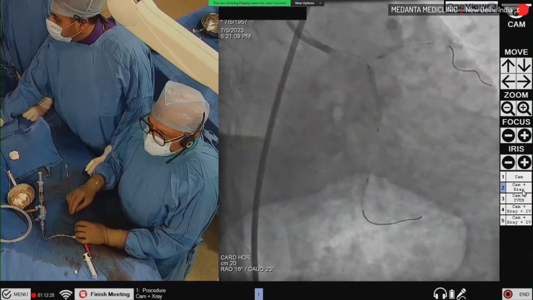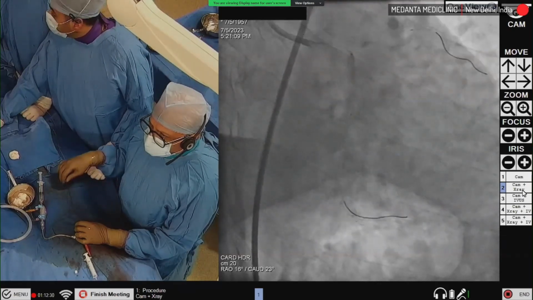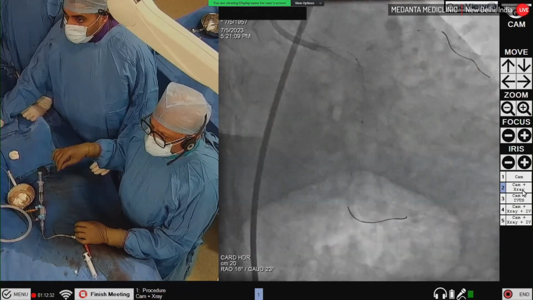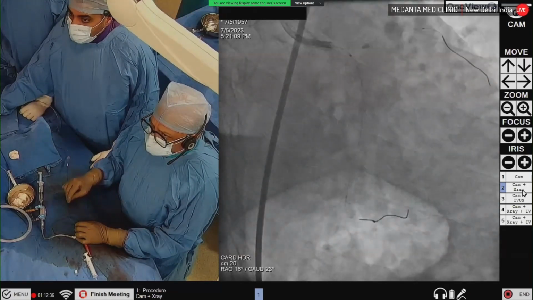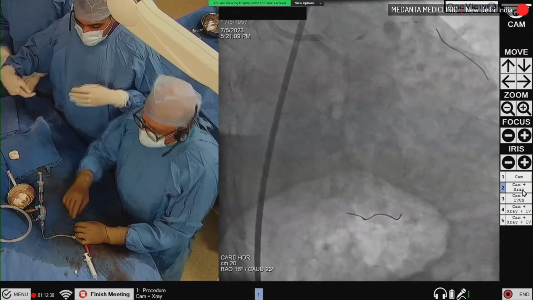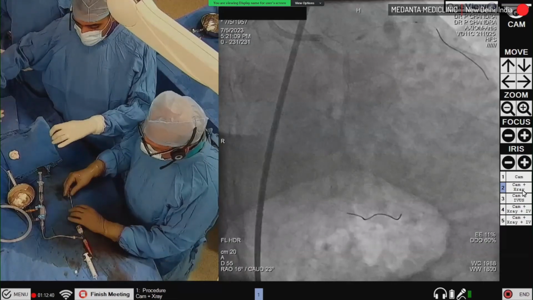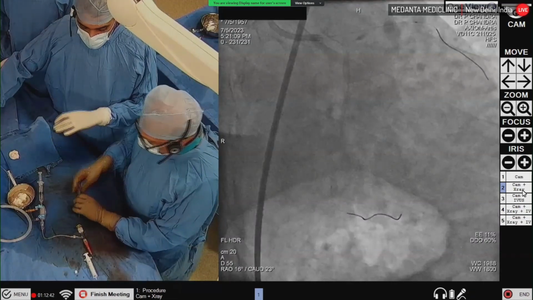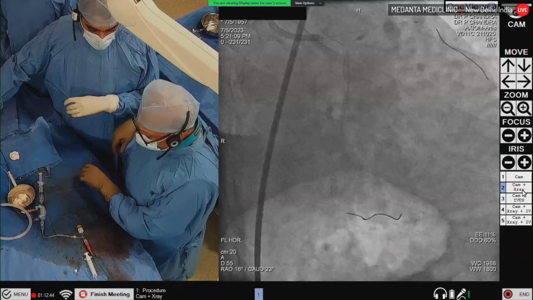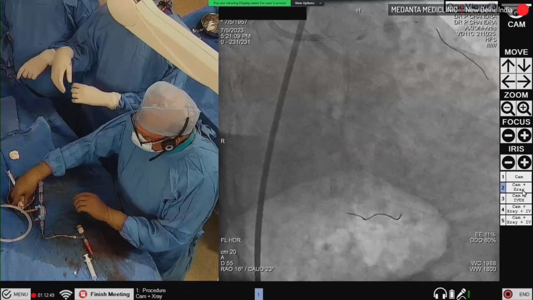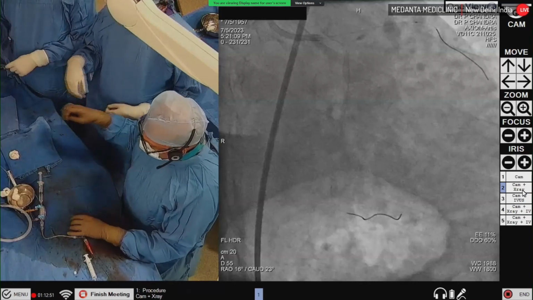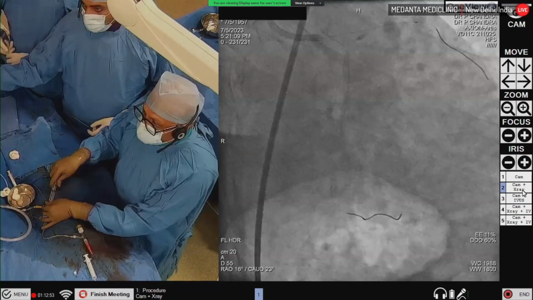deflate. Okay. 2.5 balloon for post dilatation. Fine. So we are now done with the circumflex. Hopefully, we'll do some post dilatation of the stent proximally, and then we will see how it goes.